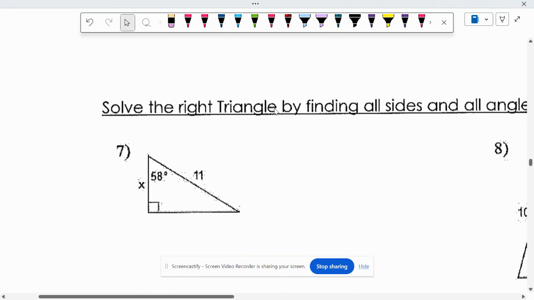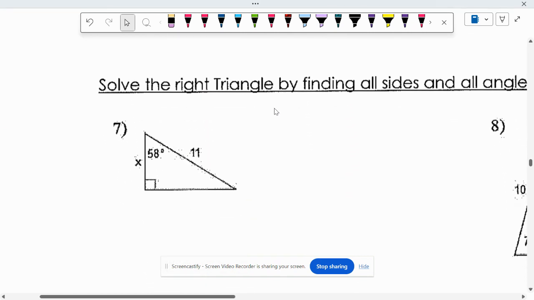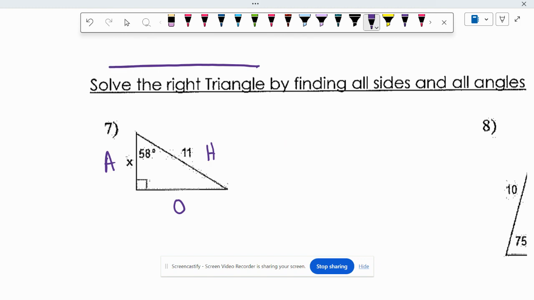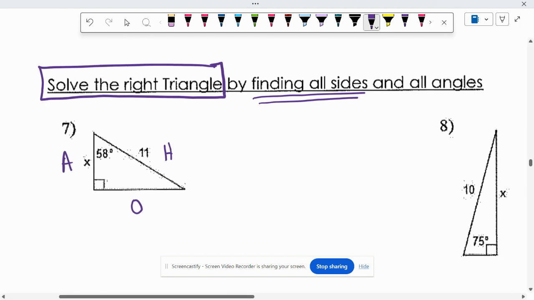Hey, Garrison, you're up. All right. So label the O, A, and H from that given angle. And the blank is O. Okay. So do you guys see the directions up here? It says solve the right triangle. That is a very common direction right there. Just solve the right triangle. What does that mean? That means that you have to find all of the sides and all of the angles.